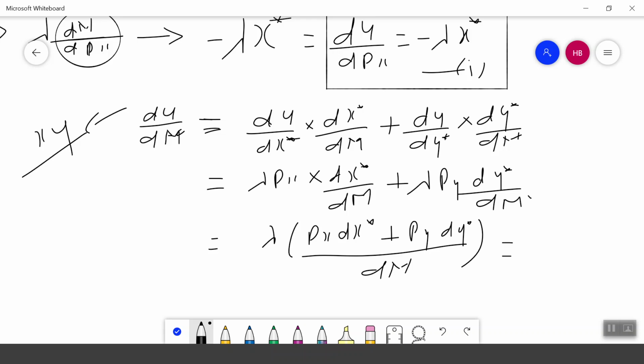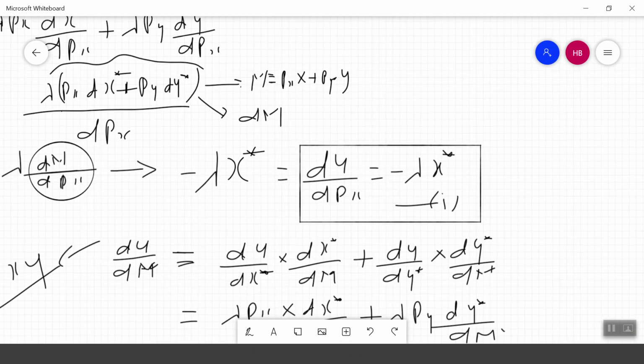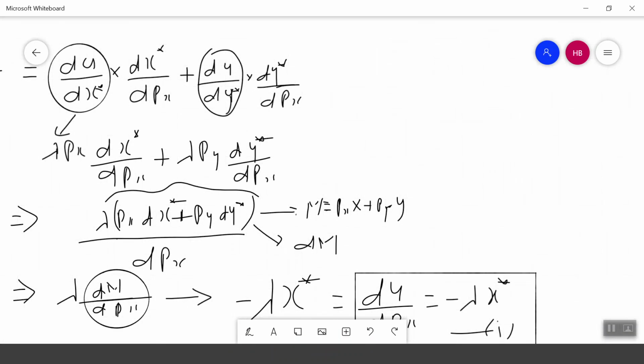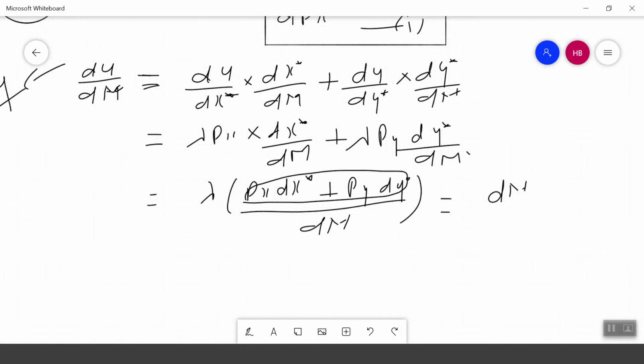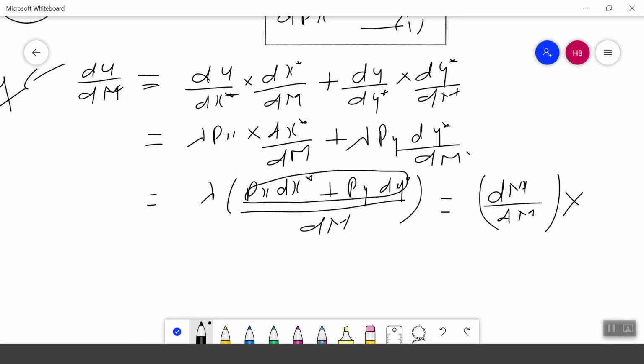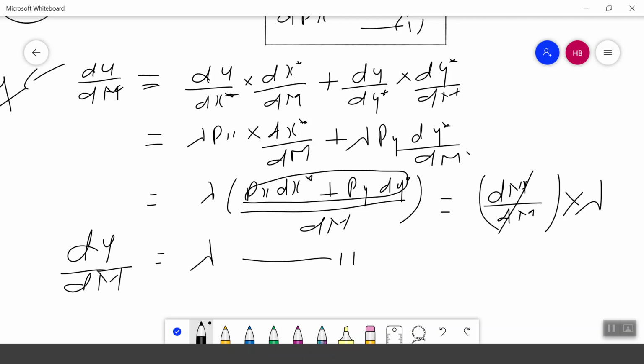The upper part again is your dm, as we saw above. So dm by dm into lambda. Then you can say du by dm is your lambda. This is your equation 2.